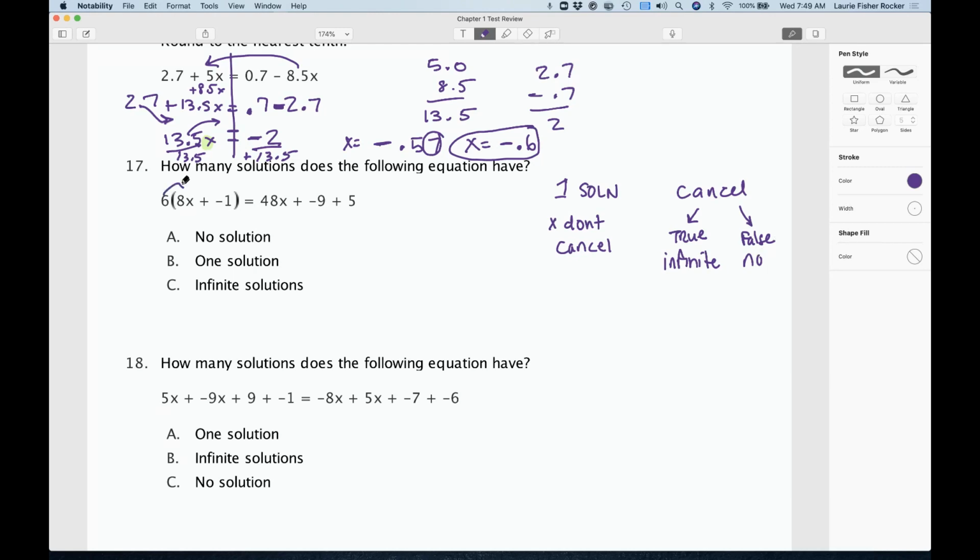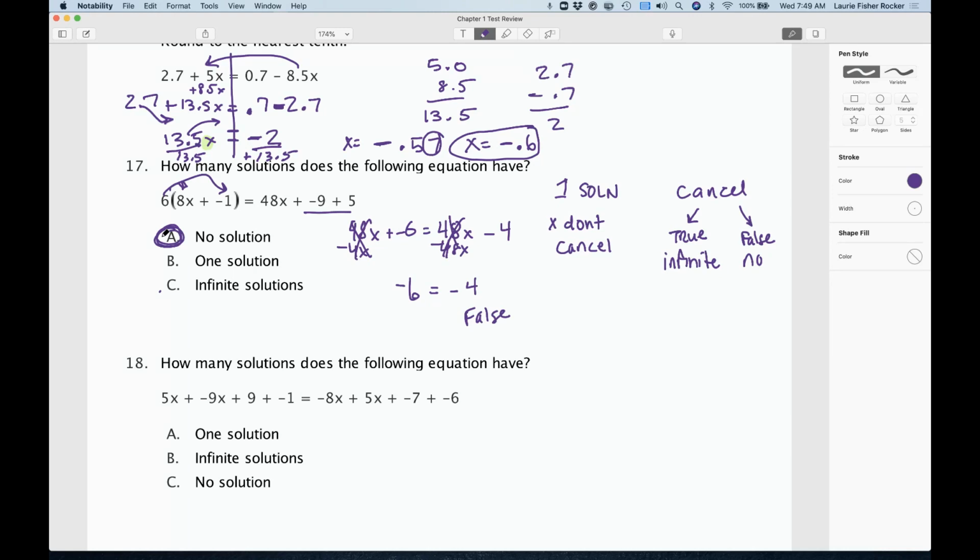All right. Okay, so we got 48x plus a negative 6 equals 48x, do my like terms here, minus 4. Subtract 48x, subtract 48x. Oh, x's cancel. So then we look at what's left behind. Negative 6 equals negative 4. Is that always going to be true or always going to be false? If you thought false, you were right. So it's a no solution. A is no solution.